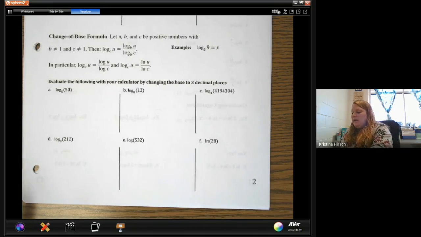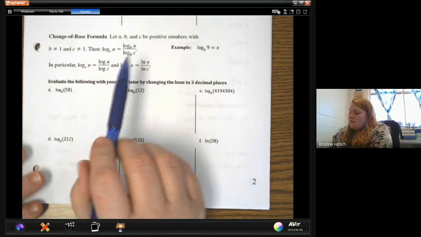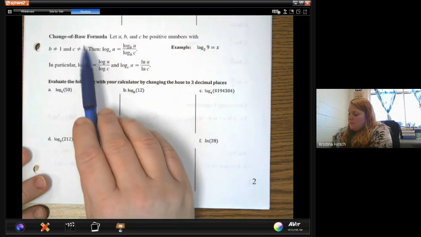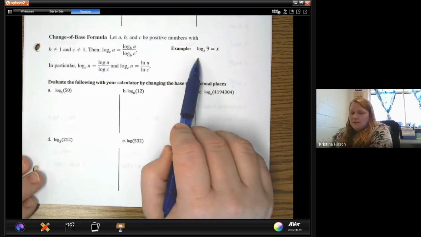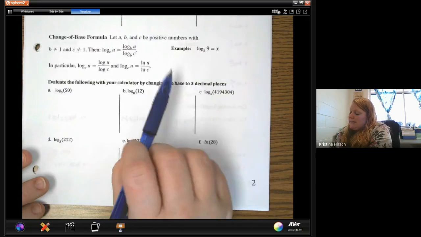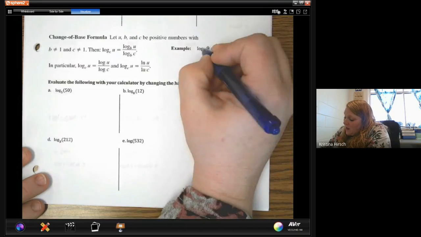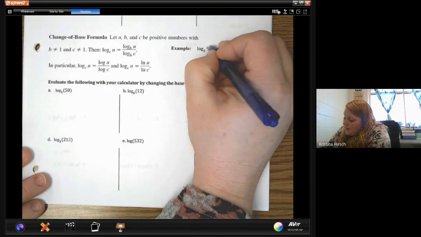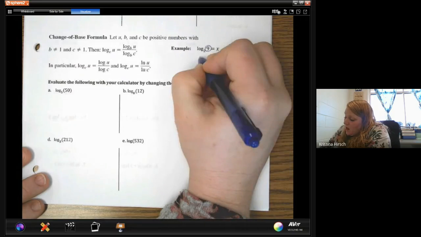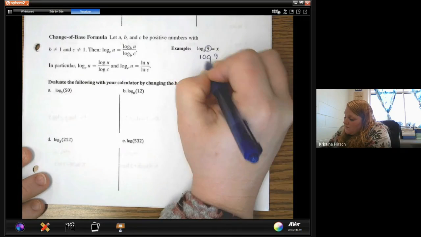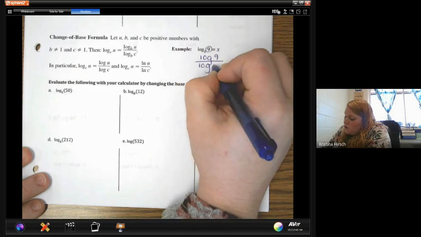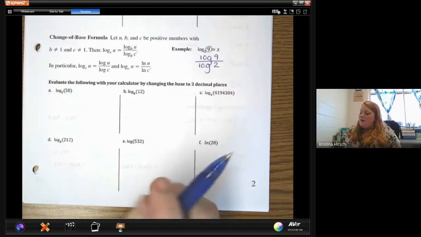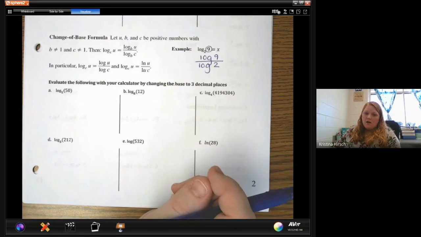So the change of base formula tells us, and these are a little bit trickier, so I'm going to use this example instead. You take the log of whatever the number is, so the log of 9, and you divide it by the log of whatever the base is, so the log of 2. So log 9 divided by log 2.